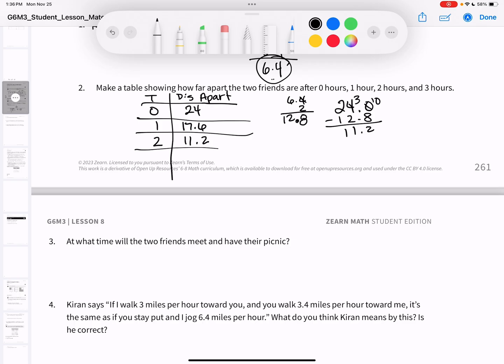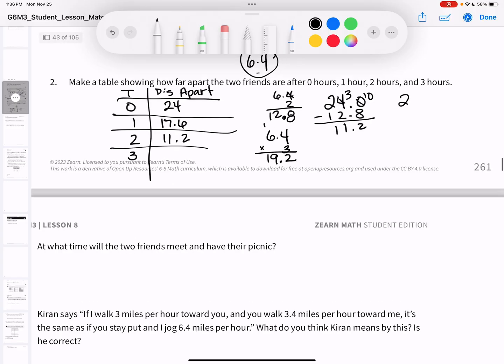Then, after 3 hours, we're going to take our unit rate of 6.4, because that's how much they can go combined together in an hour, and we're going to multiply it by 3 hours. So 4 times 3 is 12. 6 times 3 is 18, plus 1 is 19. So they go 19.2. So we have to take that 24 and subtract 19.2. So that gets us 4.8. So after 3 hours, they're 4.8 miles apart.